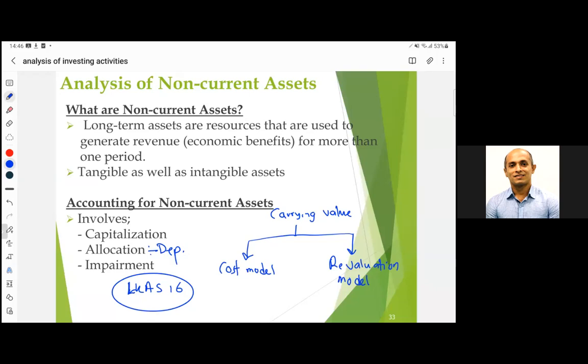Right. So you have the idea on LKS 16. You can read the company's accounting policies, and you can see the accounting adjustments in the notes. Then you can make sure company has followed LKS 16.